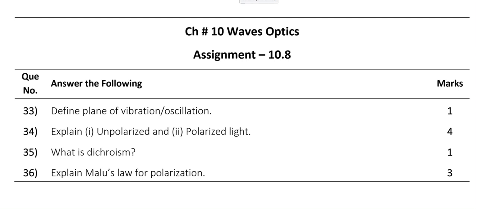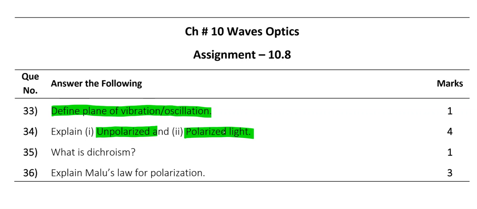Hello students, we are in assignment 10.8 and in this video we'll address three questions out of four. Very first is define plane of vibration or plane of oscillation, explain what is unpolarized light and polarized light, and we'll also see what is dichroism. So let us start.